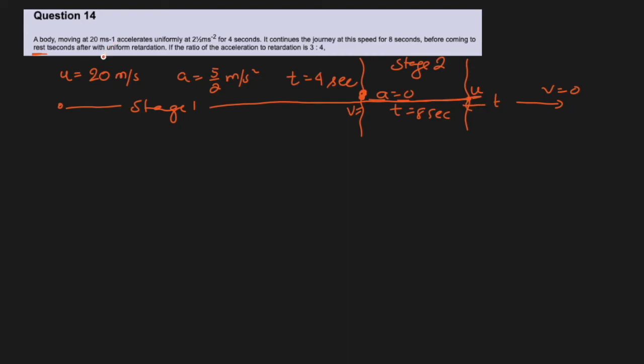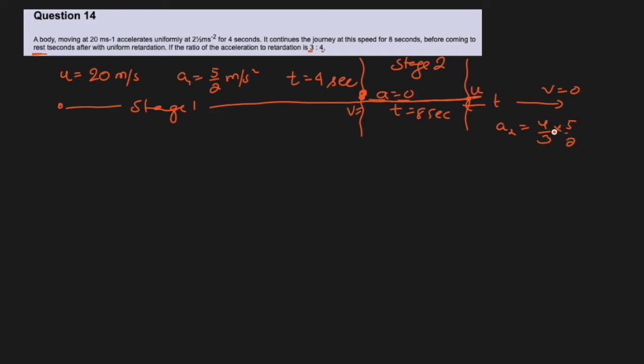Okay. Uniform acceleration. If the ratio of acceleration and retardation, this is acceleration here. So retardation, let's say A2. This is A1. This was accelerating. The ratio of acceleration to retardation is 3/4. That means acceleration is lesser, retardation is more. That means A2 is 4/3 of 5/2.